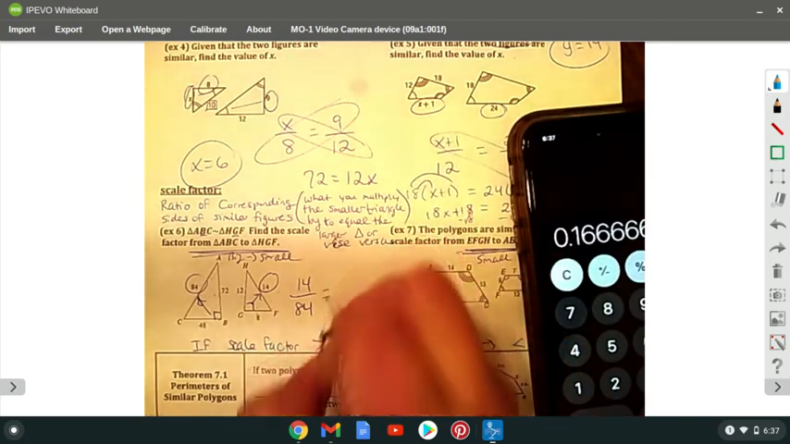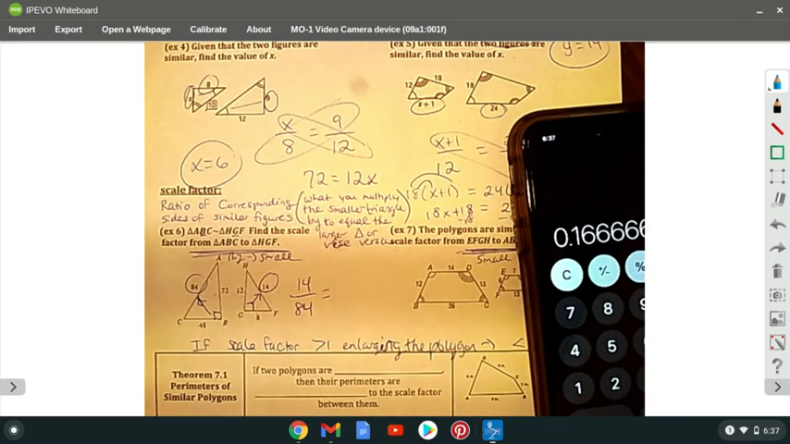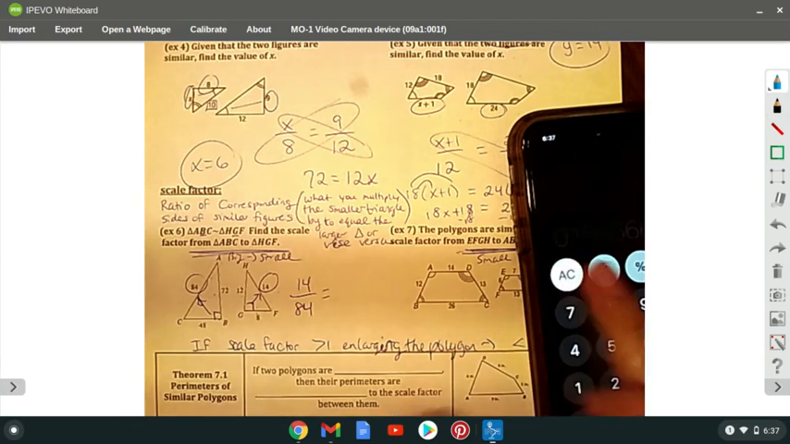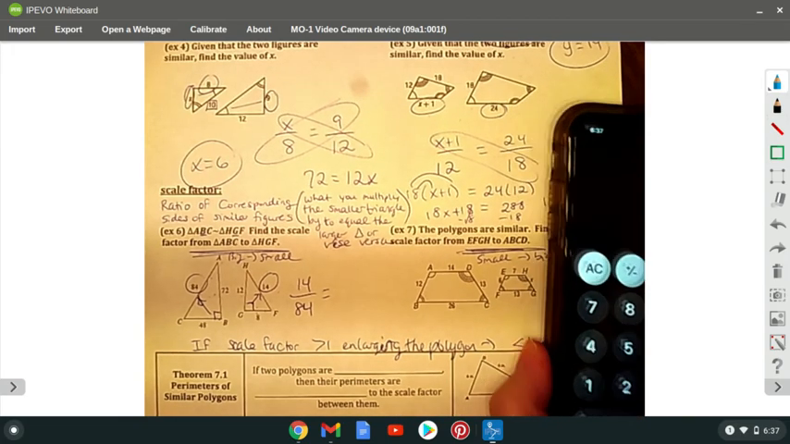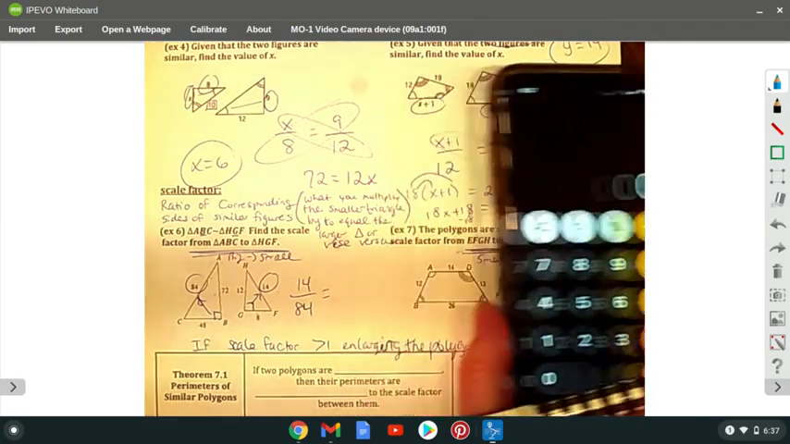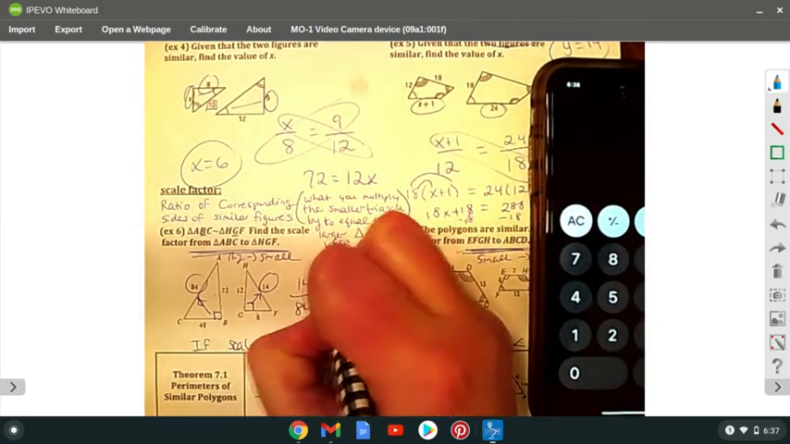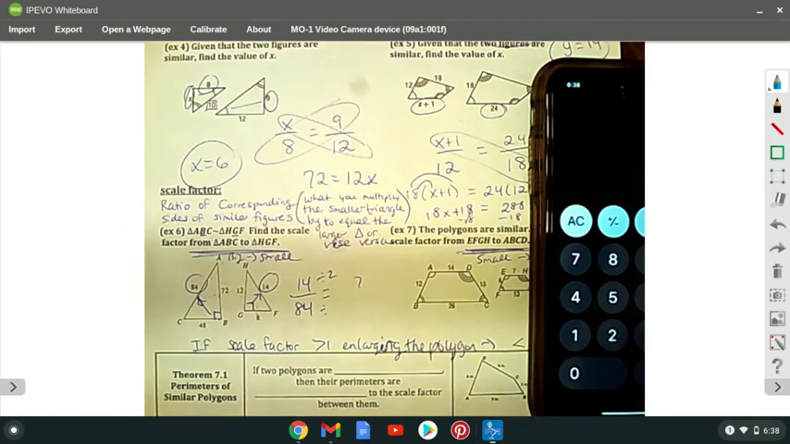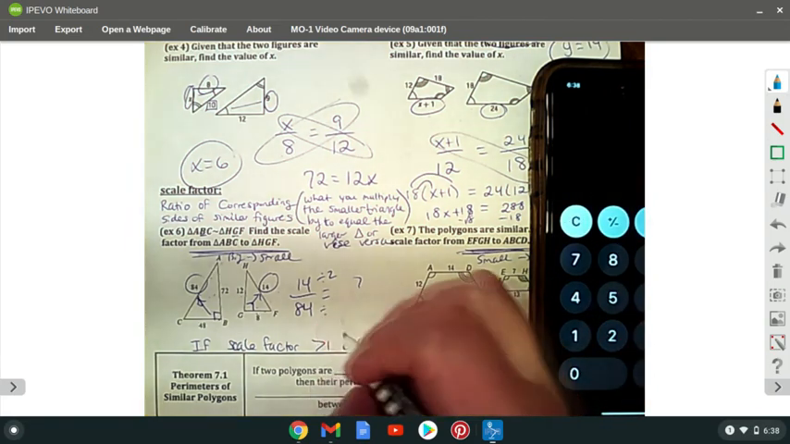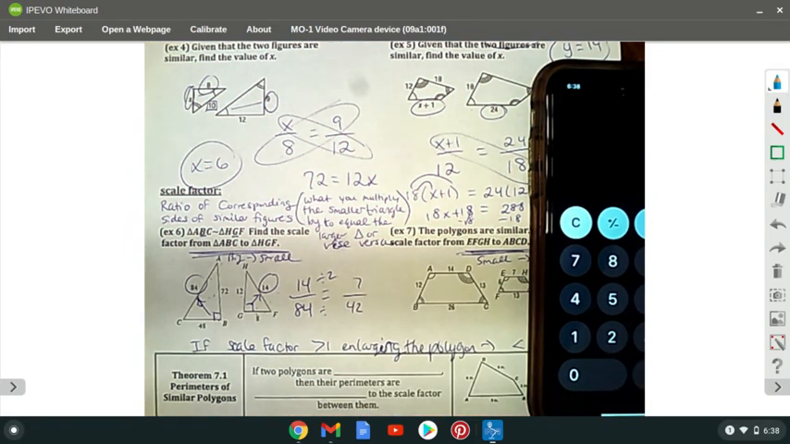Could I reduce this so that I don't have a decimal? Because Miss Sweeney would really like it if your scale factors were in fractions. So is there a number that goes into both of these? So I definitely could divide both of them by 2, right? So then this would be 7. And 84 divided by 2 would be 42. Can I reduce that further? It looks like 7 goes into both of those.